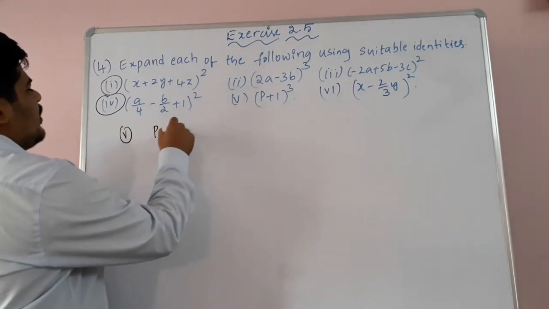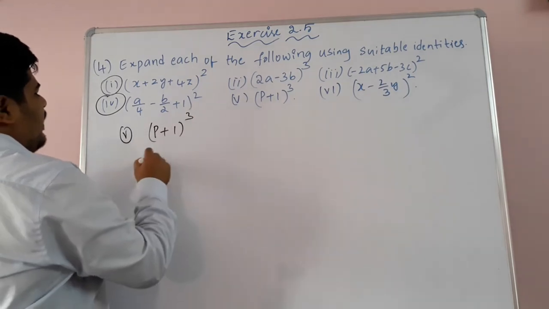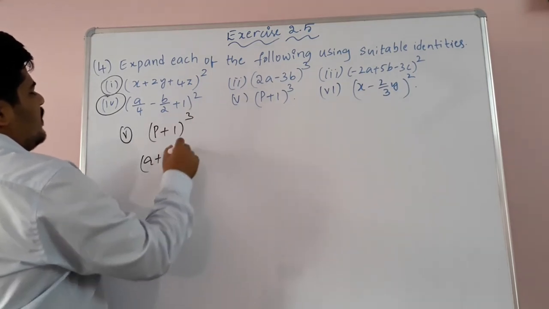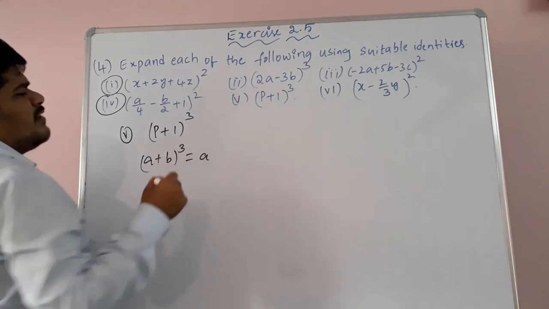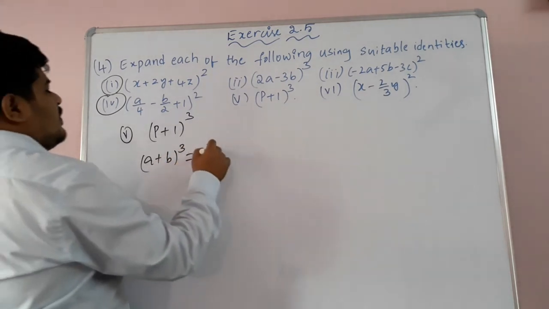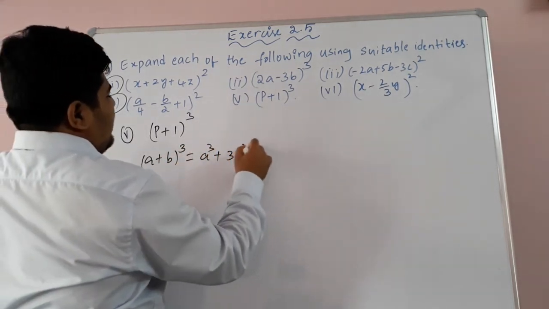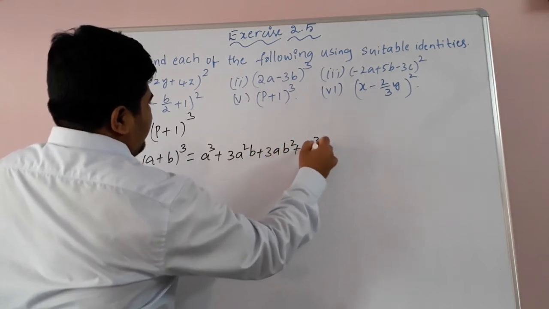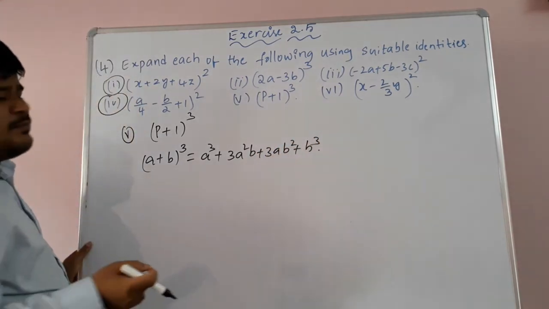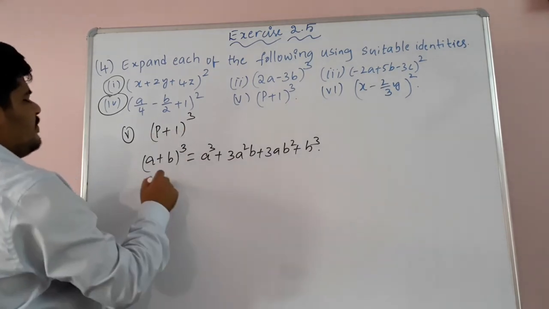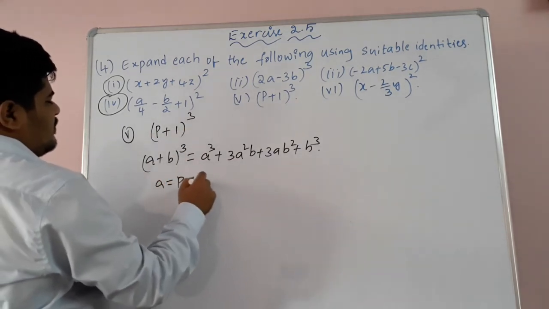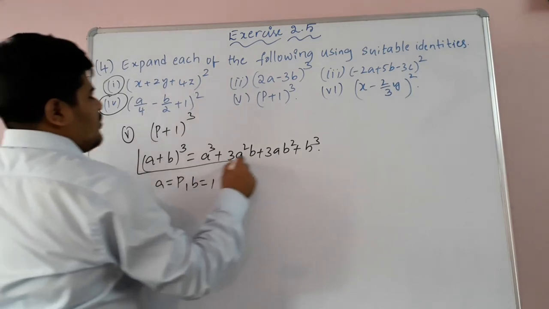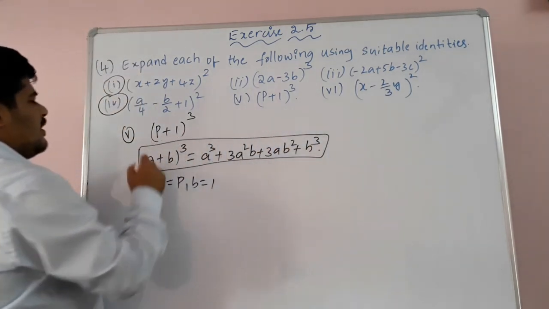P plus 1 whole cube. Children, this is in the form of a plus b whole cube, children. Okay, a plus b whole cube is equal to what? What is the expansion? A cube plus 3a square b plus 3ab square plus b cube. This is the expansion of a plus b whole cube, where a is equal to p and b is equal to 1. Okay, so these are the things we have to substitute in the expansion of the formula.